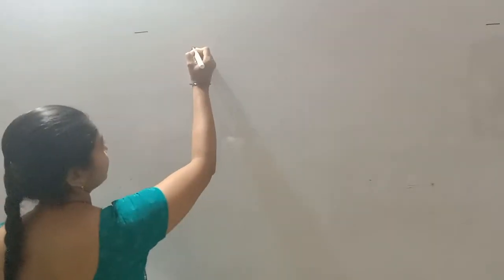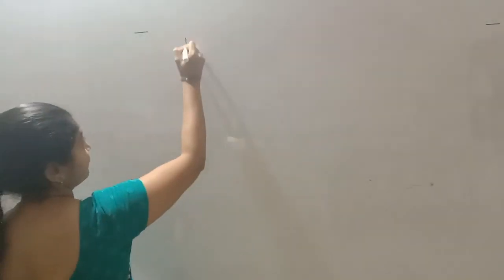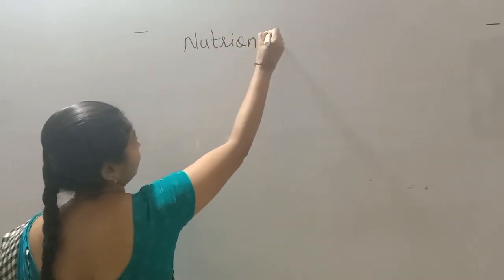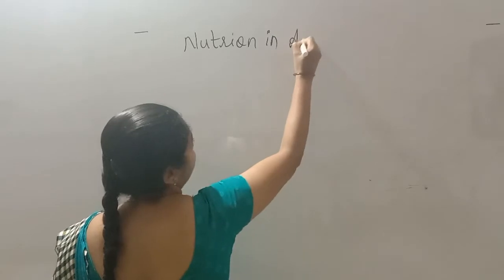Alright, so in that we have discussed the complete set of organs that participate in converting complex food into simpler food. What are those we have discussed? First, the teeth are going to participate. So the lesson was nutrition in animals.